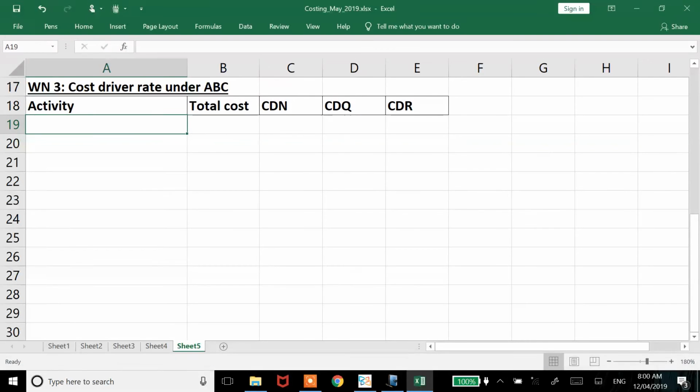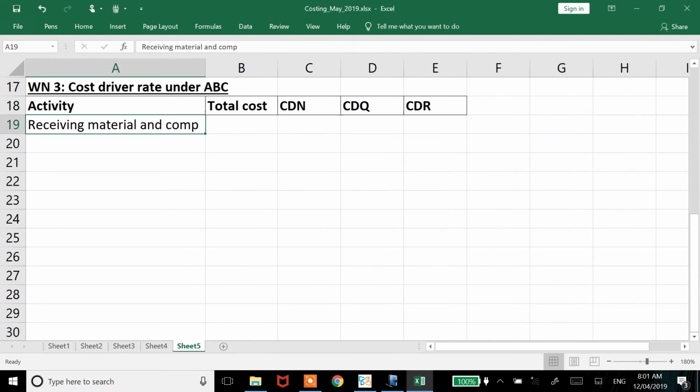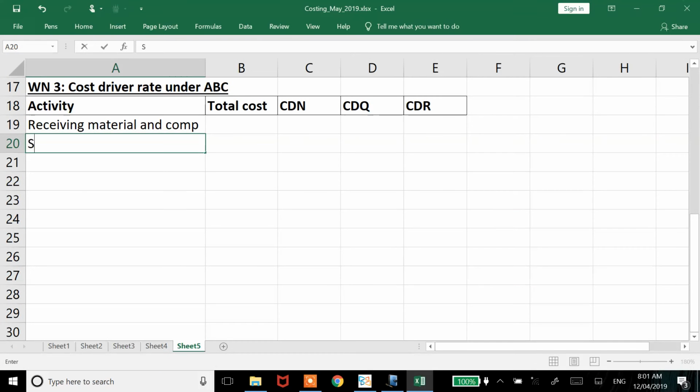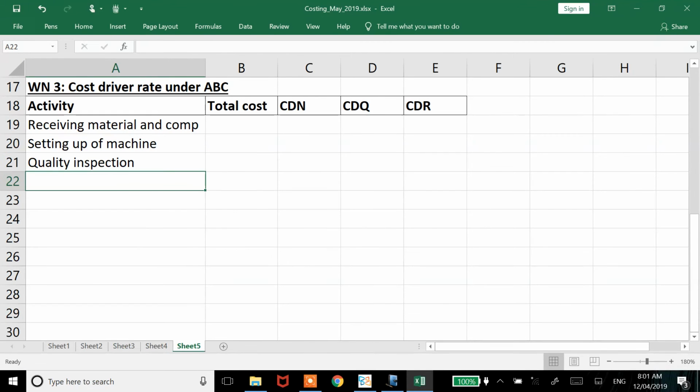Receiving material and component, setting up of machine, and quality inspection. These are the 3 activities according to the question. According to the question, the 3 activities are receiving material, setting up of machine, quality inspection.